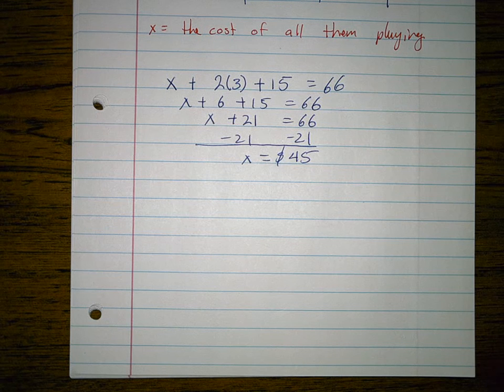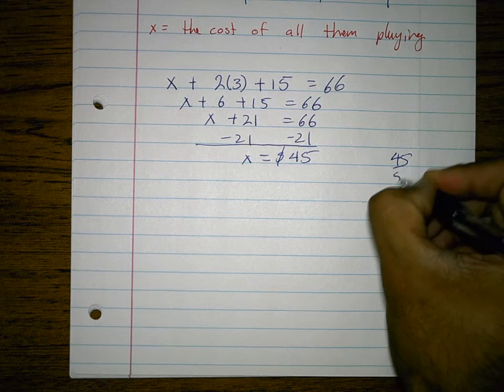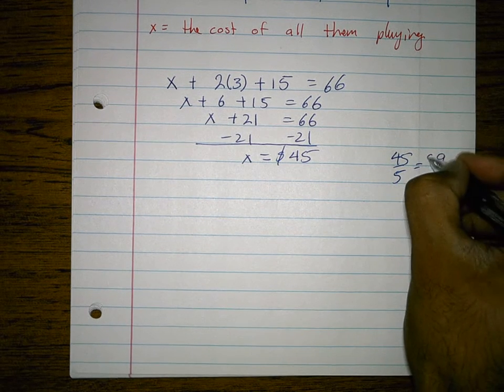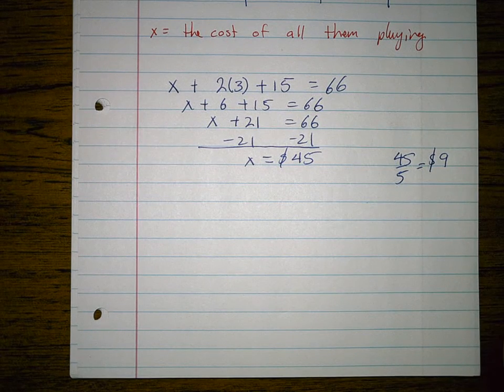There was 5 of them, so individually they each paid 9. I could do 45 divided by 5, and that'd be $9 each. But I just figured out what the total cost was.